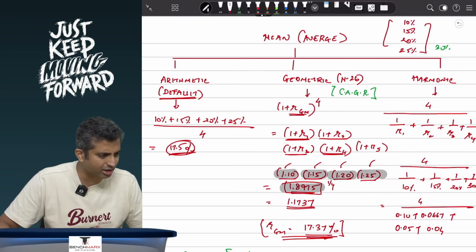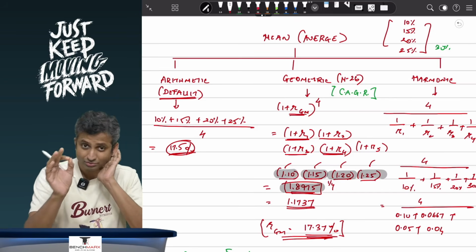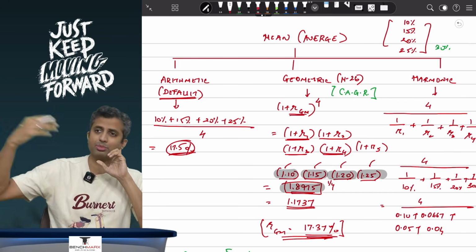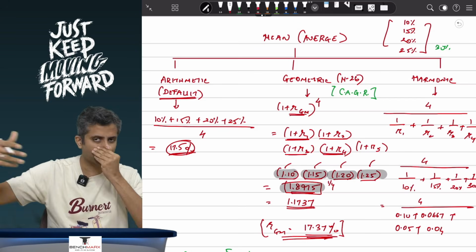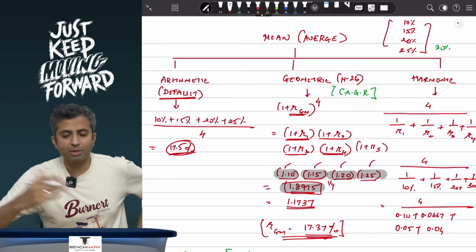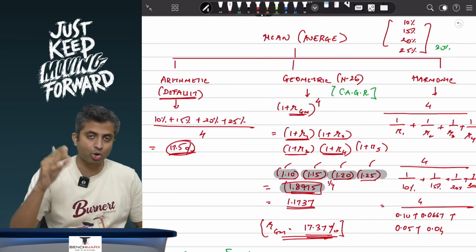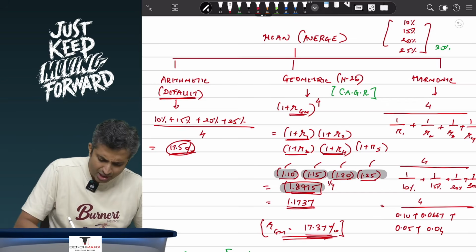So this is another way. All you have to do is take 1 plus the return of the first period into 1 plus the return of the second period into 1 plus the return of the third period into 1 plus the return of the fourth period, and root that by the number of observations. So this is 4 observations, so root of 4, or let's say raised to 1 by 4, and you'll get your answer. Now this was asked.